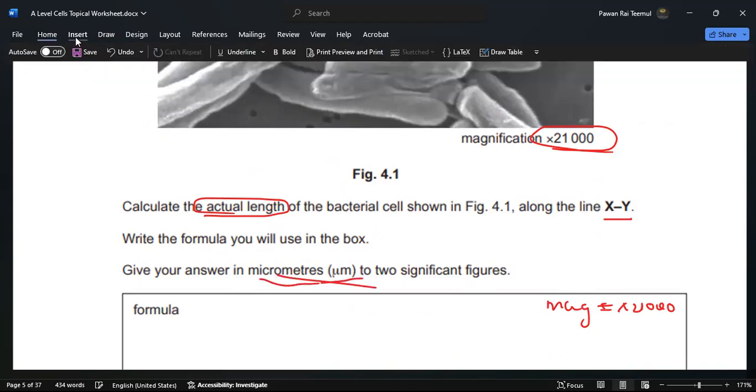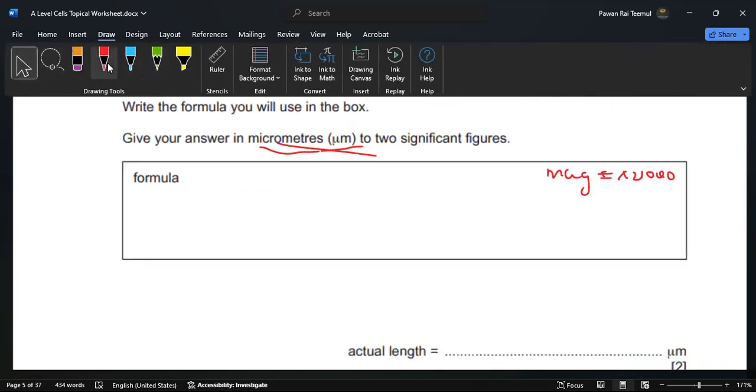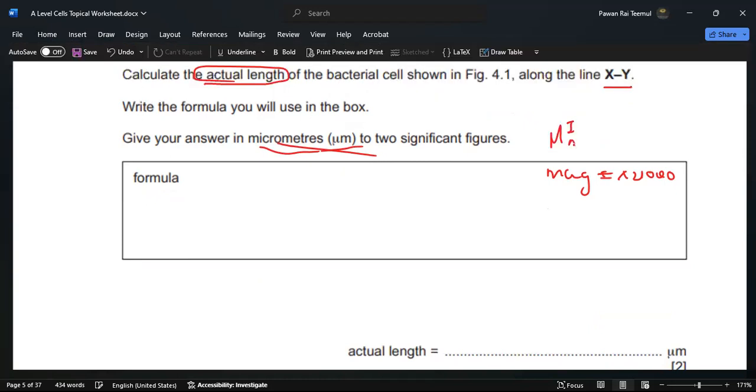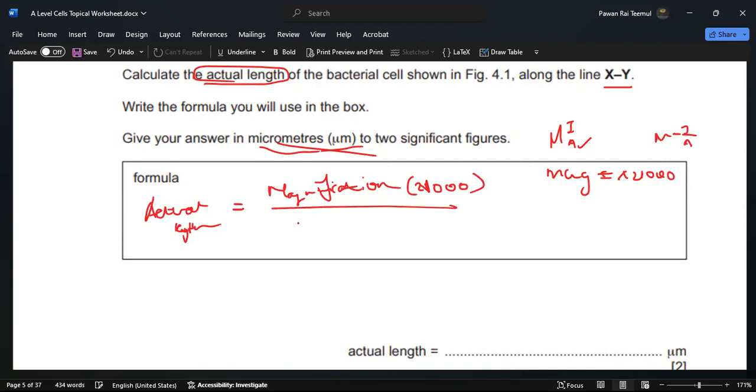So make sure to convert everything. You know this formula, MIA. We are looking for A, so M is equal to I upon A. How are we going to calculate the actual length? Actual length is going to be equal to the magnification, 21,000, divided by the thing that you measured, the image length, which should be in micrometers. All right, so that is the formula that we'll be using.